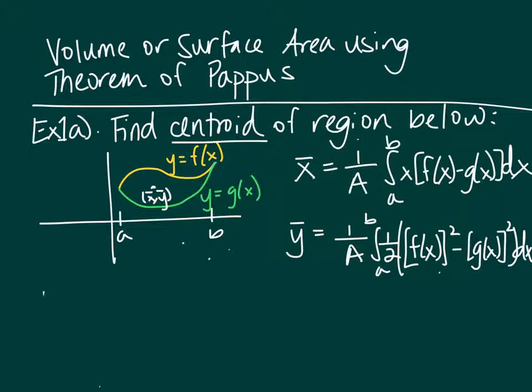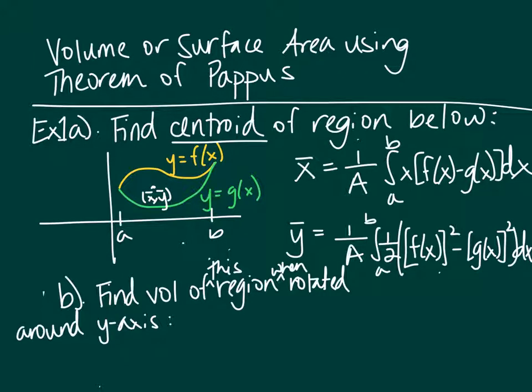Okay. Now, how can we use this? This so far is only giving us information about the centroid. How do we use this to help us figure out volume or surface area? Okay, so now let's suppose we're going to take this little whale-looking region and we're going to rotate it around the y-axis. Okay, so this is going to be our rotation.